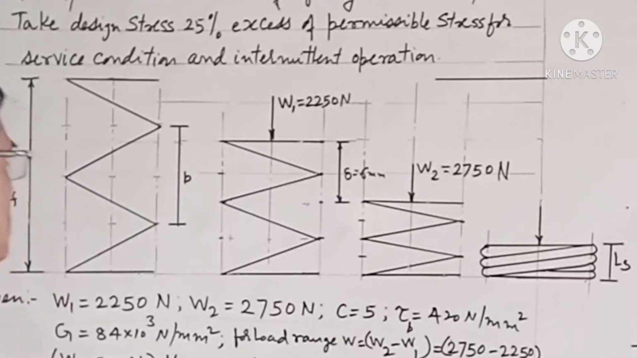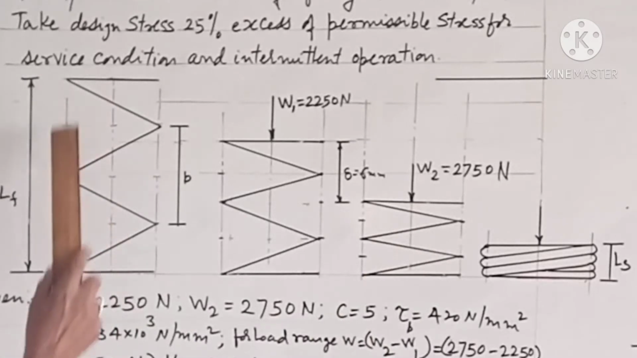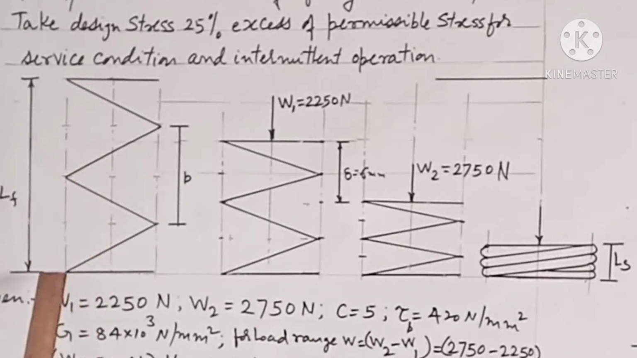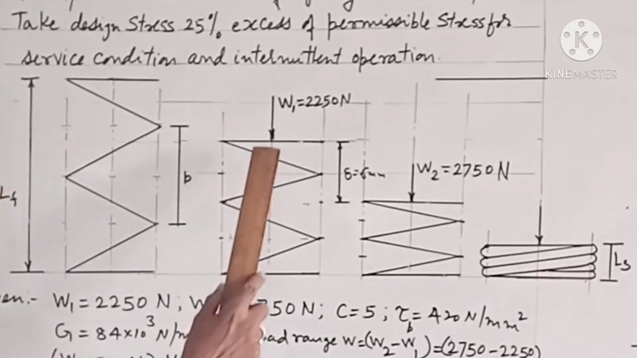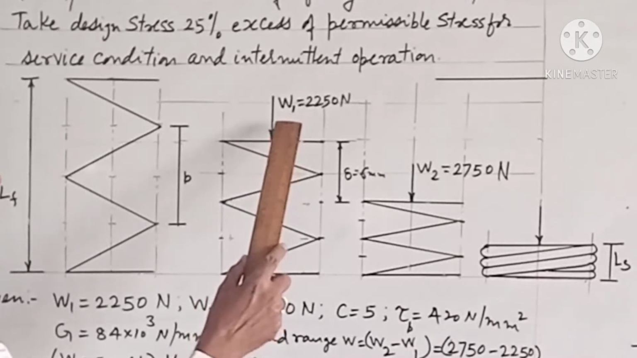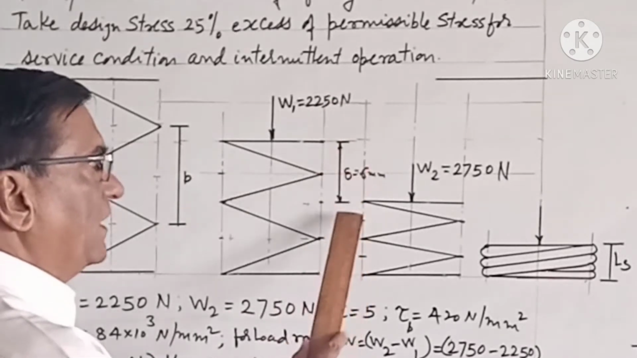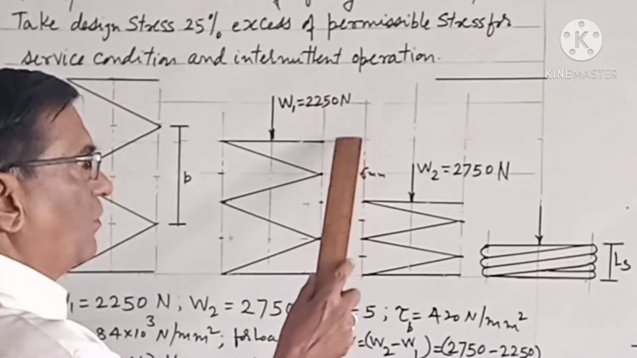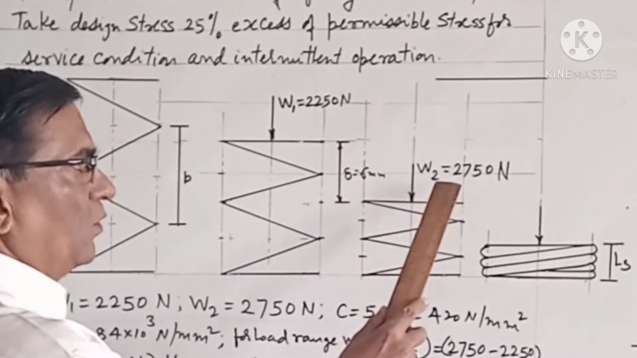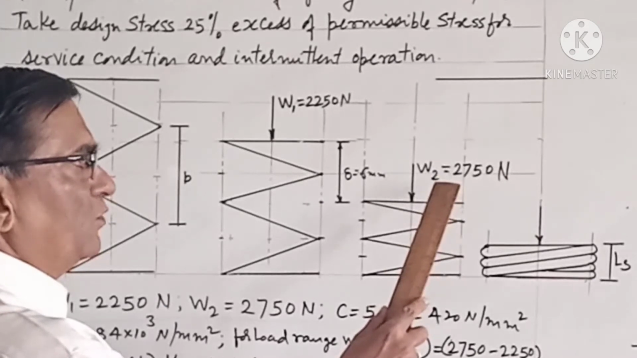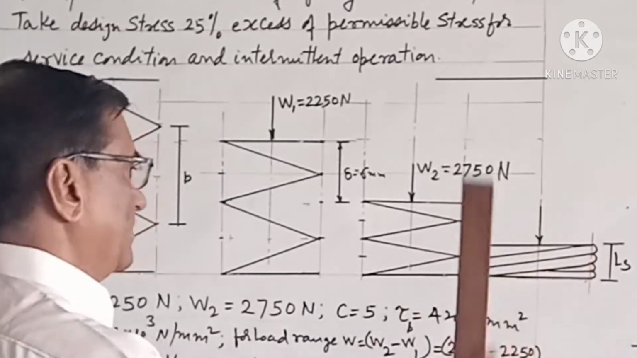Now, these are the figures. This is the figure of spring in unloaded condition. This is the figure of spring with load value W1 equal to 2250 Newton. This is the figure of spring having deflection delta equal to 6 for load range, and W2 is the maximum load, 2750 Newton, and this is the solid length.